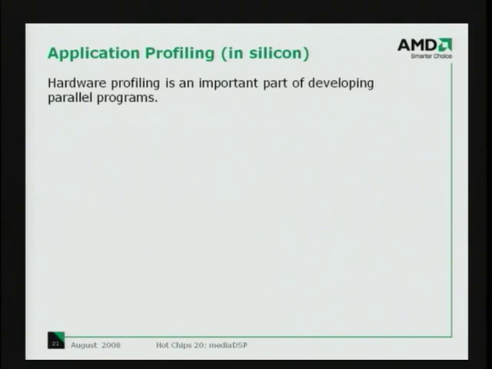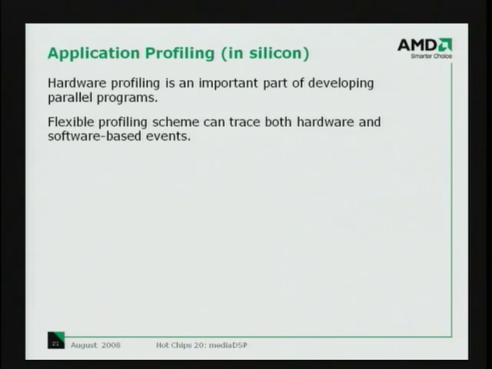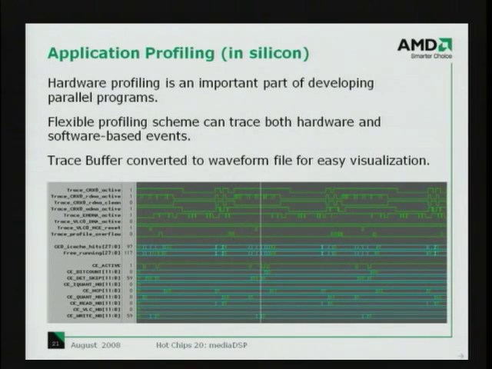A few words about profiling. We knew that this was going to be an important part of the job in developing parallel applications for this type of processor, especially one where the software has such low-level control of the hardware. So we've built in this profiling capability so programmers can see how well they're doing parallelizing their problems. We have a flexible scheme that allows both hardware and software-based events to be traced. The software-based events can come from the control engine as well as the task command processors, so you can get some pretty detailed information about what tasks are waiting on which semaphores or how long tasks have spent in queues and so forth. And then finally, we can take a trace buffer out of this in running silicon and convert it into waveforms so you can get an idea of the parallelism that's being achieved by the programming.